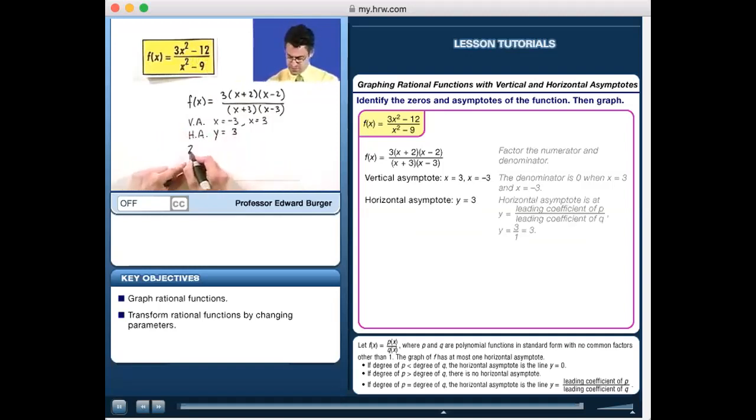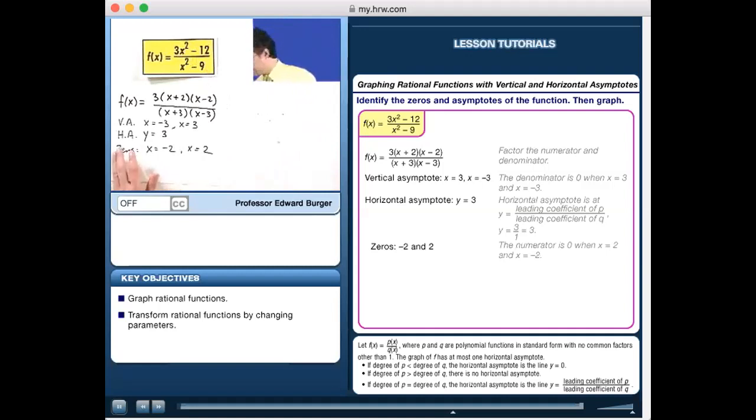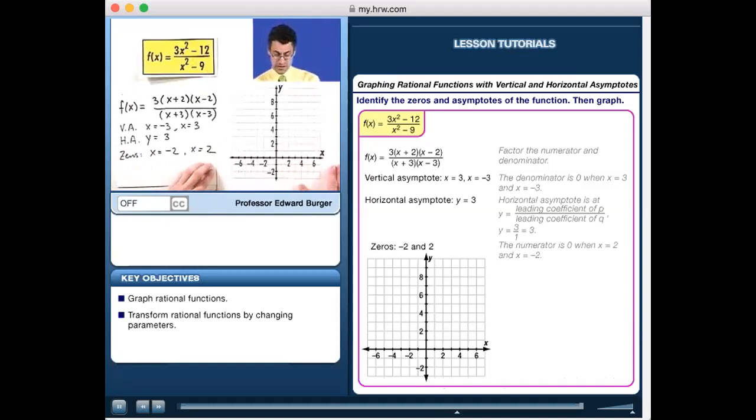Are there zeros? Sure, let's plunk down the zeros. That's where the numerator equals 0. Well, 3 never equals 0, but this equals 0 at x equals -2, and this equals 0 at x equals 2. Now, believe it or not, just armed with that, we can probably produce a really nice picture of this interesting looking hyperbola. Let's take a look at it together. Very first step in my mind, put in the different asymptotes. We have a vertical asymptote at x equals -3.